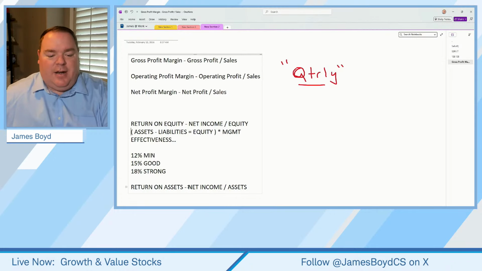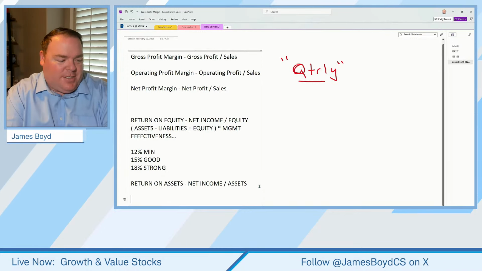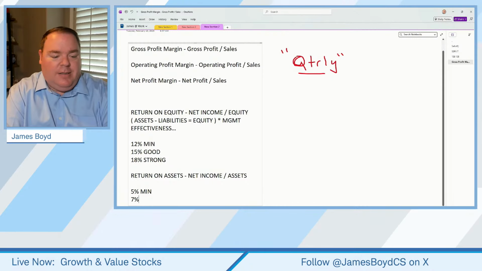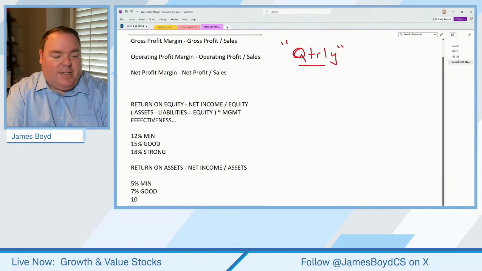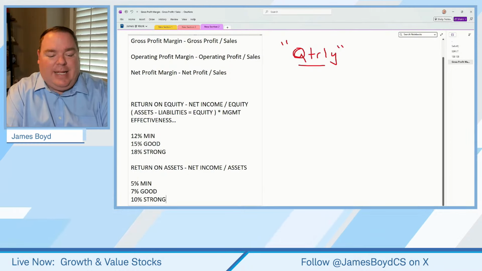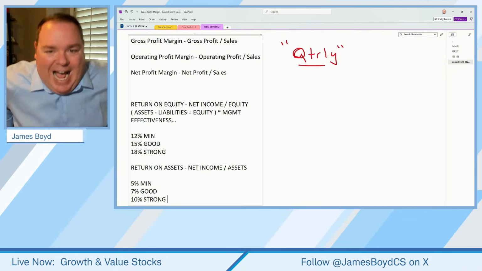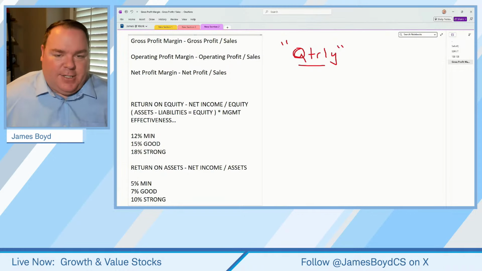So here we're just saying, no, we just want to know what's the net income divided by the assets, and those percentages would be 5% minimum for some investors, not all. 7% would be kind of good, and then let's say 10% would be strong. Now, that does not mean that they're always going to be at the same level, but we're just going to kind of put them in those categories and see if we can't find some.